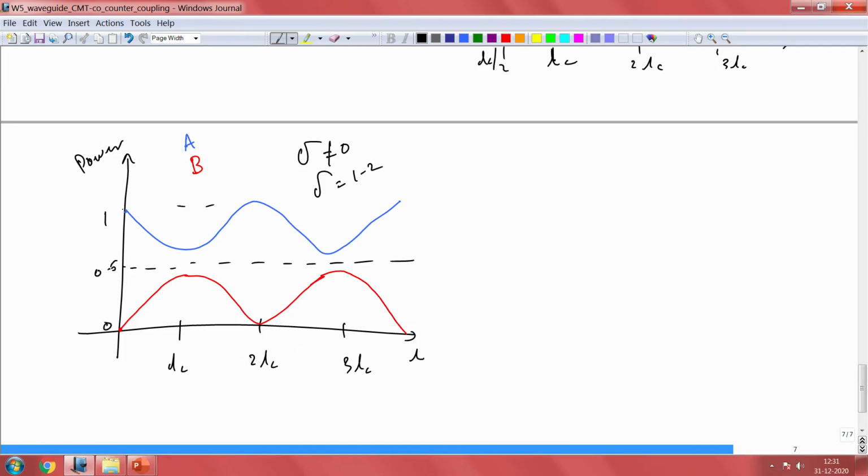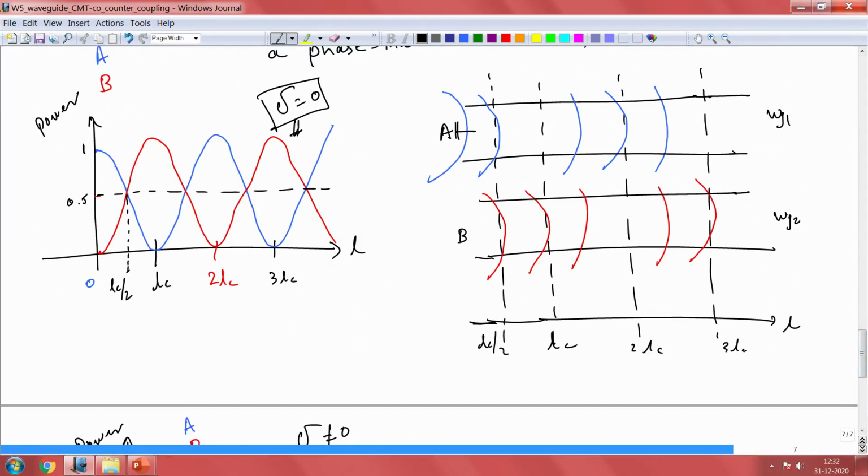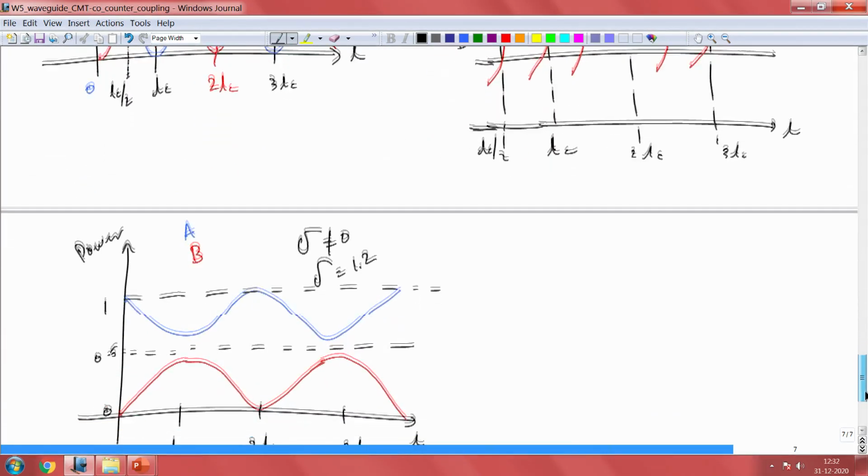So, the maximum is here 1. So, when you have delta which is non-0, then it is impossible to do complete power transfer. So, you will only do partial power transfer. In some of the cases this is still useful, but the only thing is you will not have the complete amount of power that you can transfer from one waveguide to the other waveguide. So, that is when the phase matching is not proper.